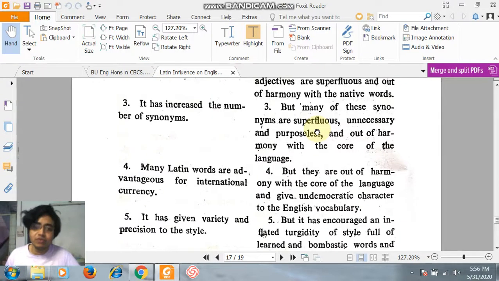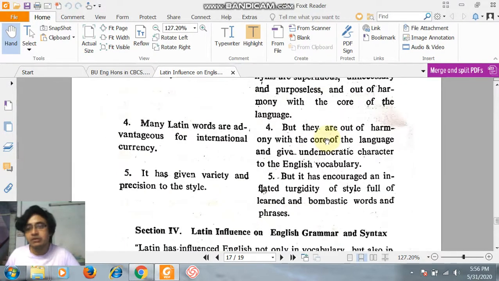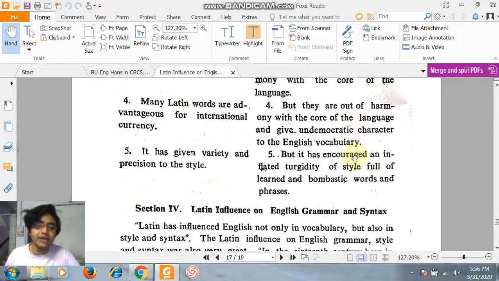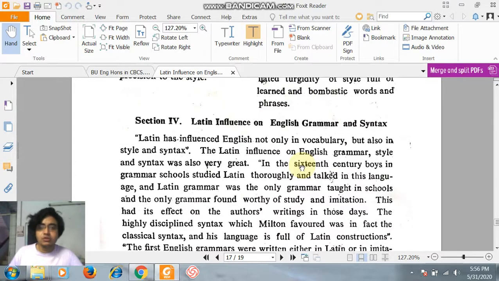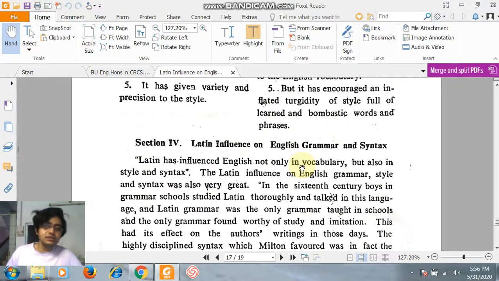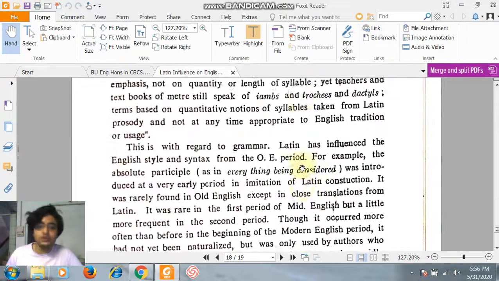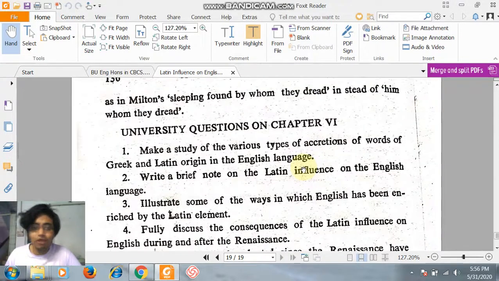But many of these synonyms are superfluous, sometimes unnecessary and purposeless. They are sometimes out of harmony with the core of the language and give an undemocratic character to the English vocabulary. It has also encouraged an inflated turgidity of style, an ostentatious style full of learned and bombastic jargon. So this is the Latin influence upon the English vocabulary.